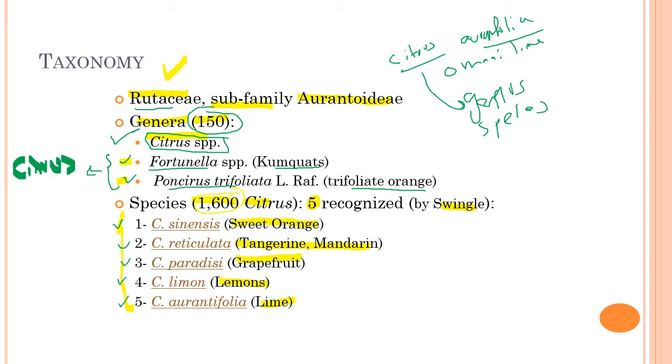So this is basically the grouping of citrus proposed by the scientist Swingle, to group all these 1,600 different types of citrus into these major groups. So that is the taxonomy of citrus.